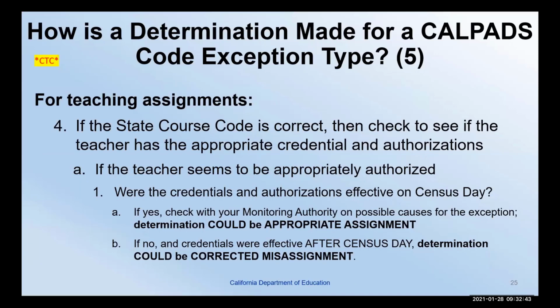During our maiden voyage, there were a few of these, and we think we identified most of them, but this could happen in the future. If you think that's the case, definitely confer with that monitoring authority of yours and make sure that they're in agreement. And then if they were effective after census date, the determination could be a corrected misassignment. So this is if they renewed it shortly after census date, or if they earned the authorization after census date. The corrected misassignment window is the day after census date to the day that monitoring begins. That's when it can be a corrected misassignment.